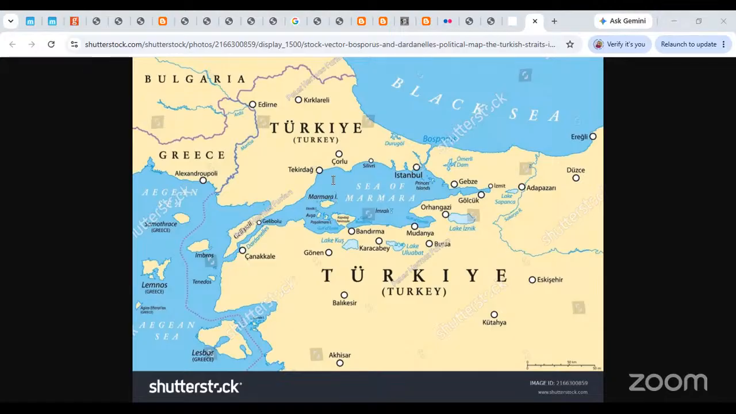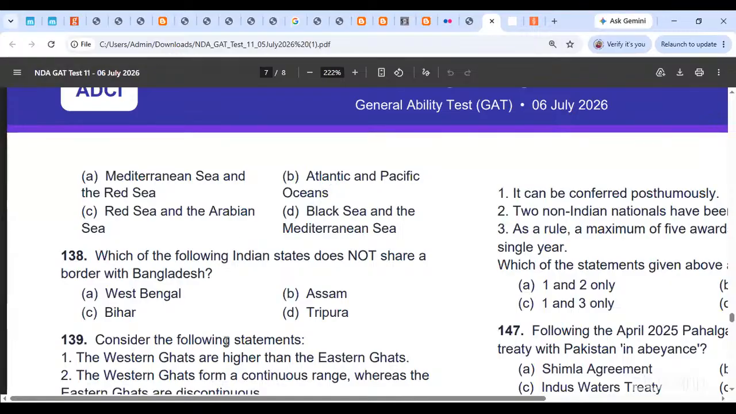So yeah, question 138: which of the following Indian states does not share a border with Bangladesh? Your options are West Bengal, Bihar, Assam, and Tripura. Tripura cannot be the answer over here. Tripura, Assam, and West Bengal famously share a border with Bangladesh.